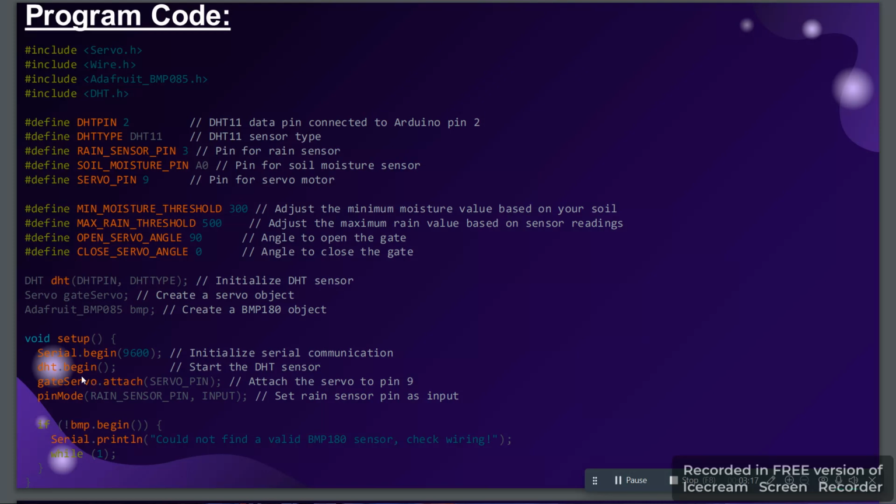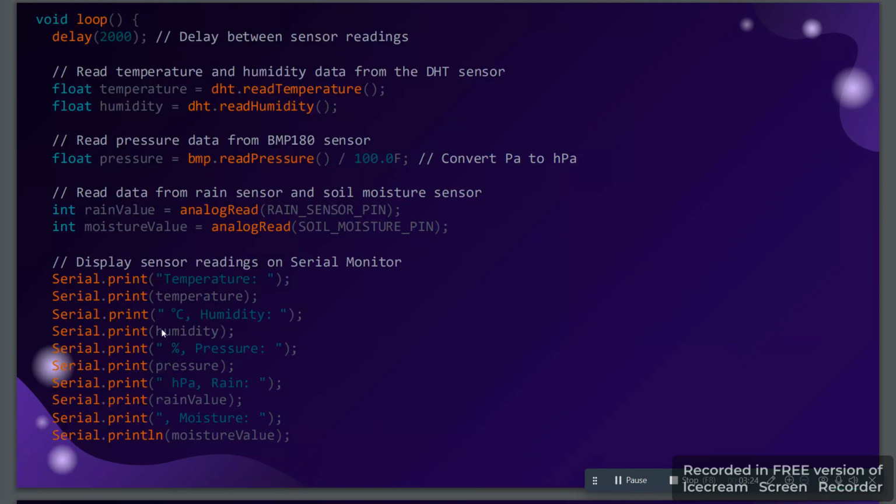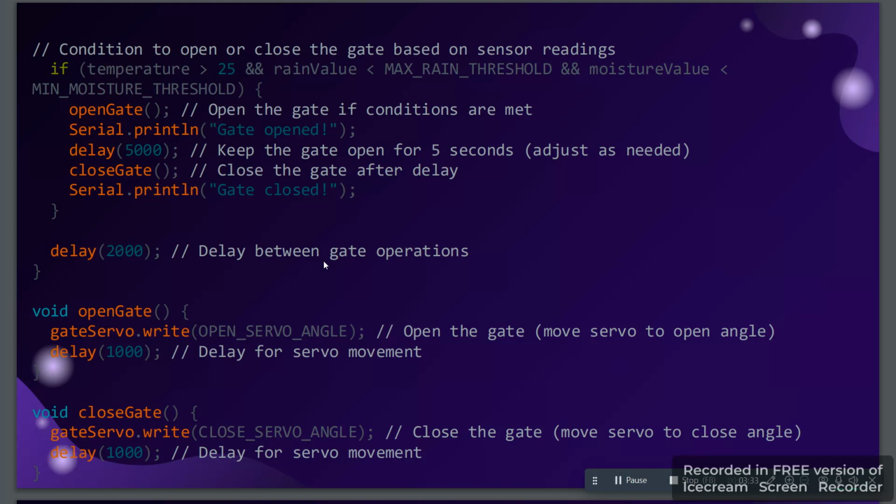sensors. First of all, we define DHT11. Next is BMP180, which measures the pressure, and then rain sensor and soil sensor. Now, for opening of the gate and closing of the gate, we fix the conditions, and then the servo motor starts moving according to the conditions.